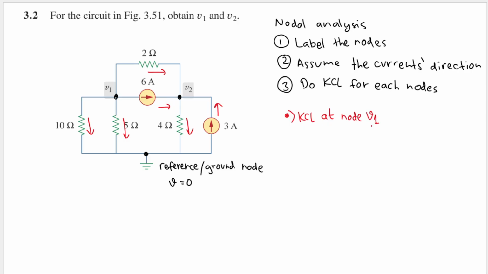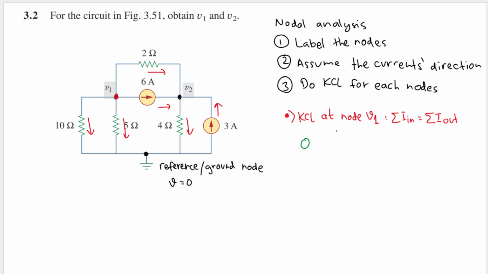KCL says that the sum of the currents that go in will equal the sum of the currents that go out. Let's see at node V1 here. This is going out, this is going out, this is going out, and this is going out, right, from this node. All the currents are going out. So we will have 0 on the left hand side because there is no current going into node V1.